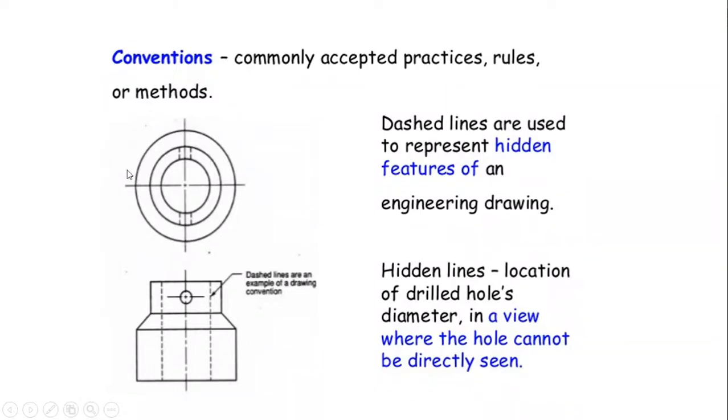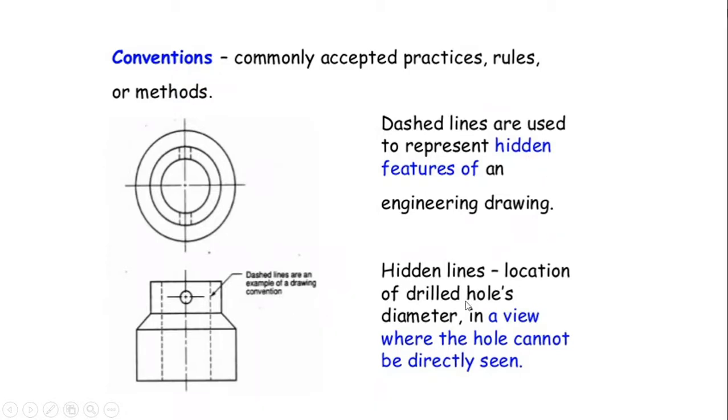You have studied the different types of lines: continuous line, center line, dashed line, zigzag line. Like that, you are studying in engineering graphics. You may refer to your books also. This is the hidden line, which is used for hidden objects.